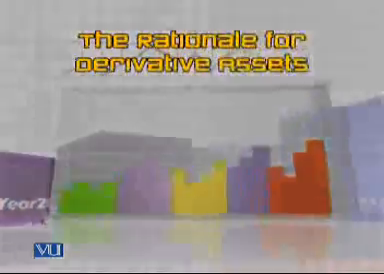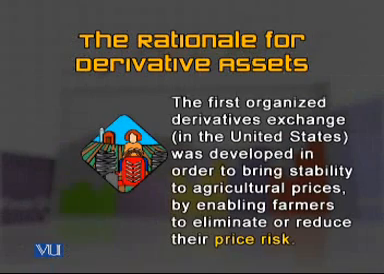The rationale for having derivatives came very early in the United States of America. The need was there to protect farmers, to protect agriculturists and their products, so that they would be able to get a better return on their products. So the first organized derivatives exchange in the USA was developed to protect farmers and their product, to eliminate or reduce the risk of price variability. That was the rationale for having a derivative exchange in the USA, to eliminate or reduce price risk.